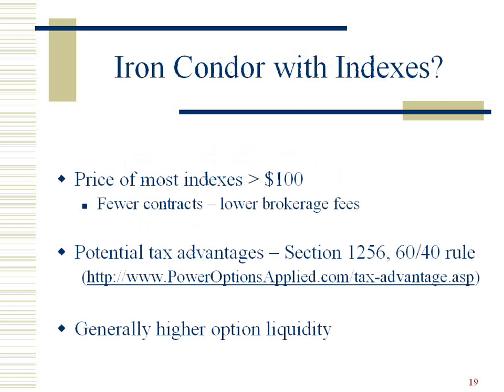The reason we really favor indexes for Iron Condors is because we have lower brokerage fees, since the prices of the index are usually up in the 1,000 range. There's also the tax advantage if you're trading broad-based indexes, and also there's very high option liquidity. There's a lot of people in the market for the indexes, so you don't have to worry about a really huge wide bid-ask spread because nobody's trading it.